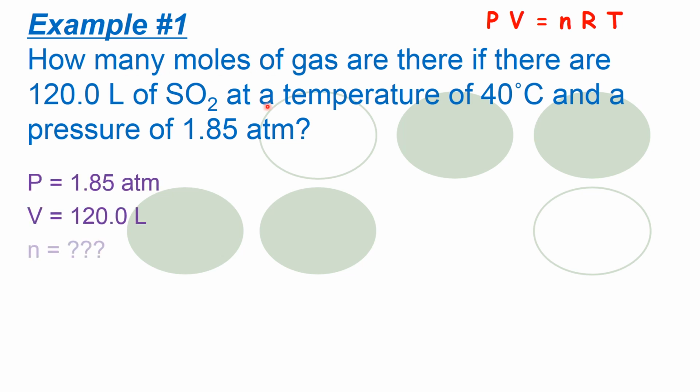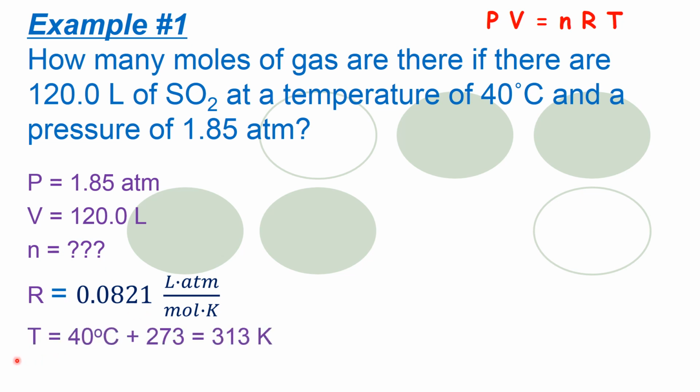So these are our starting variables. We have pressure, volume, moles, the ideal gas constant, and the temperature. Now, the temperature originally was given to us as 40 degrees C, but we know we can't use C. We've got to use Kelvin, so we add 273, and that gives us the temperature of 313 Kelvin.